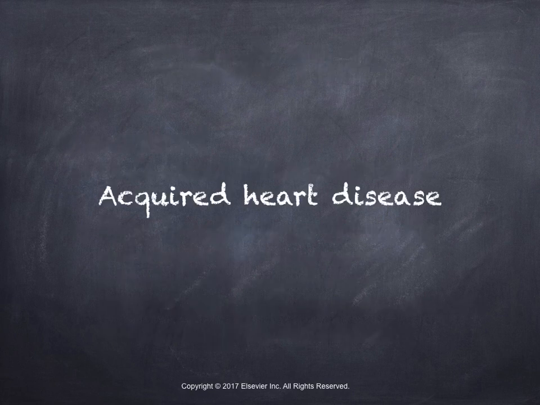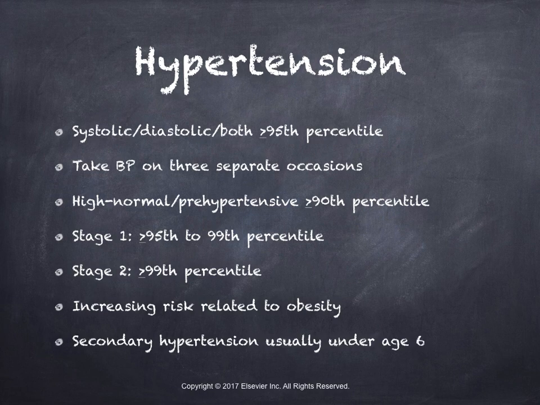Moving on to acquired heart disease, beginning with hypertension. And again, these are conditions that never really used to be a problem in pediatrics, but now with so many other changes in lifestyle and health concerns in children, we now have hypertension in the pediatric population. So it's defined as a systolic or diastolic, or both, being greater than or equal to the 95th percentile for age, gender, and height. It's not defined until a BP has been taken on 3 separate occasions.